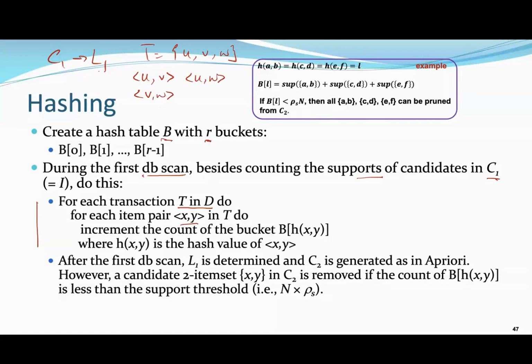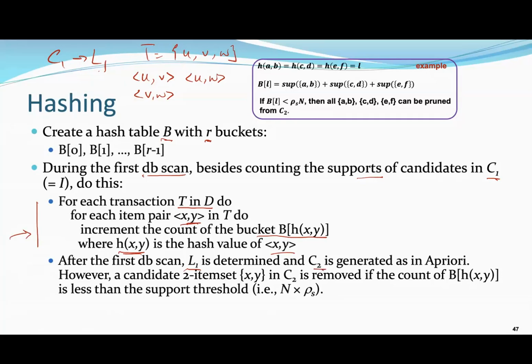Okay, from the transactions, if a transaction contains 5 items, then that would be 5 choose 2 pairs, and so on. For each such pair, we increment the count of a bucket, where H is a hash function. So H(X,Y) is the hash value of the pair XY. We compute the hash value of a pair, and then we increment the count of the corresponding bucket. All right, so this is the additional step that we will do in the first iteration.